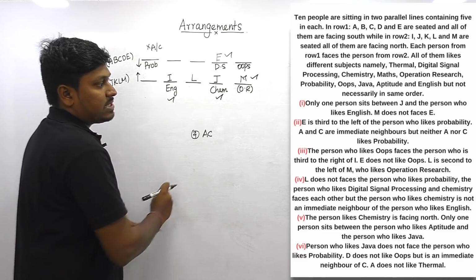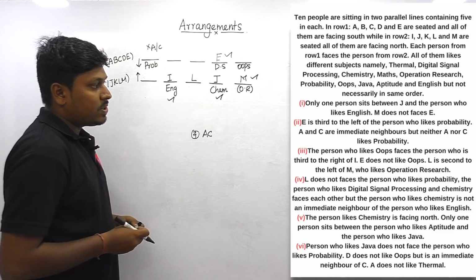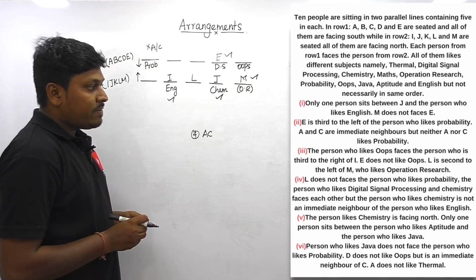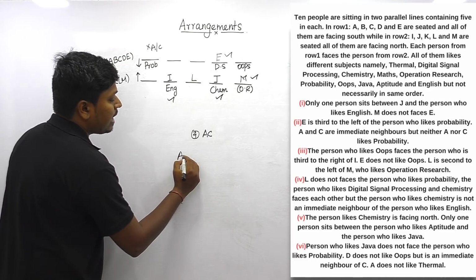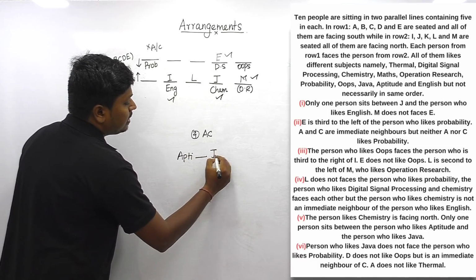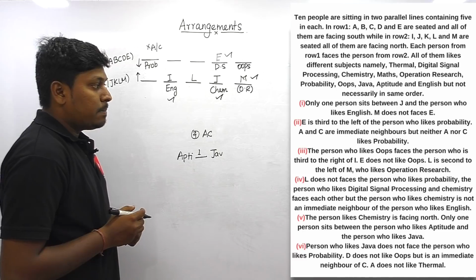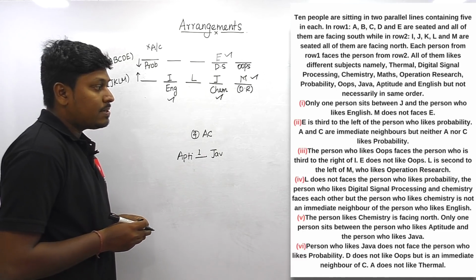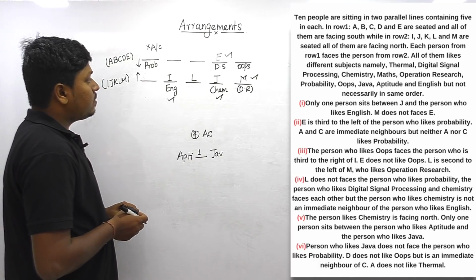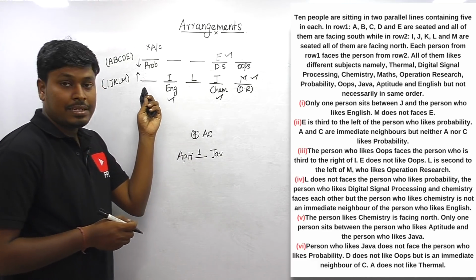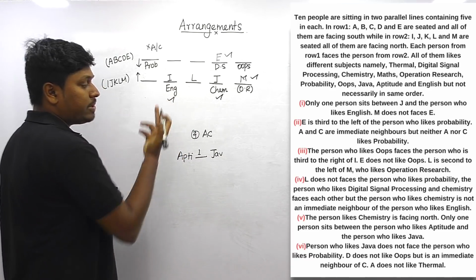Interesting. Next point, friends. The person who likes chemistry is facing north. Yeah, he is facing north. Only one person is sitting between the person who likes aptitude and the person who likes Java. So between aptitude and Java, only one person is sitting. Okay, next, the person who likes Java does not face the person who likes probability. Then definitely Java should be placed here and aptitude should be placed here.